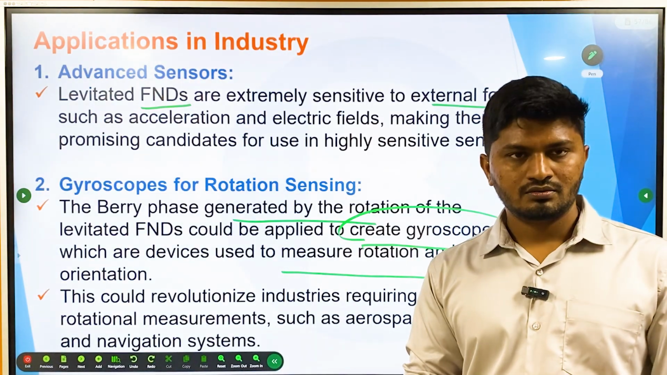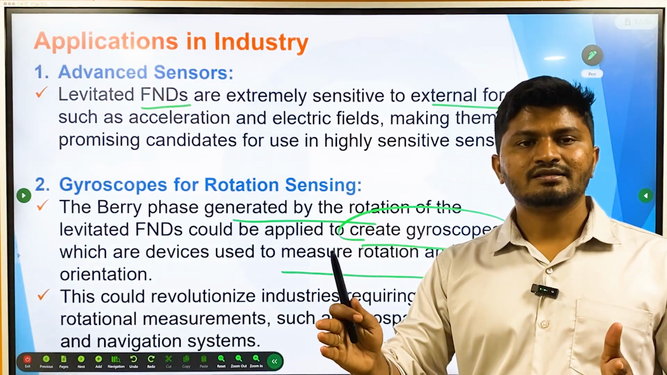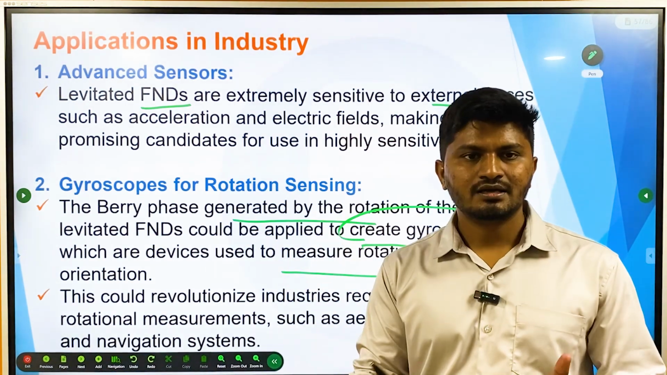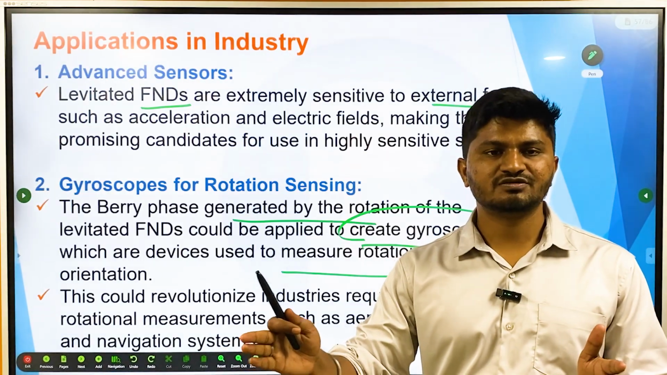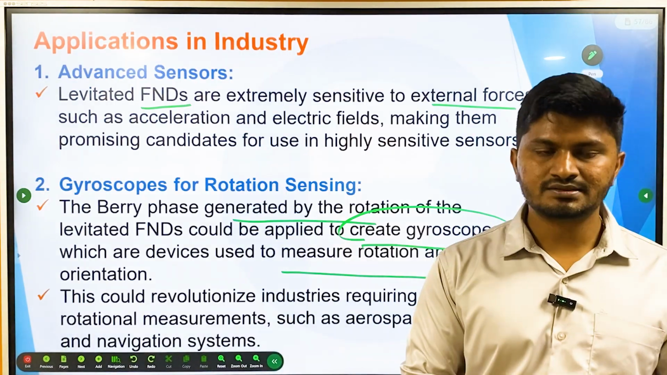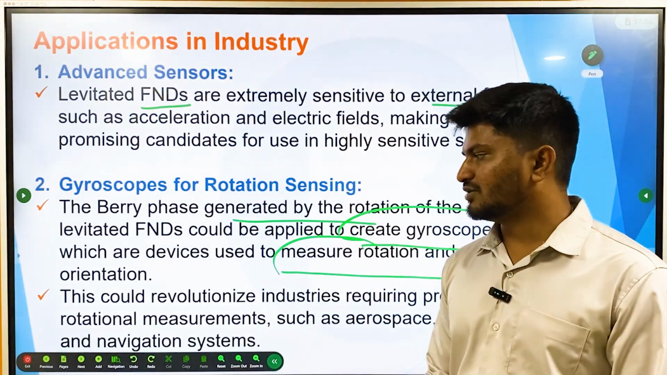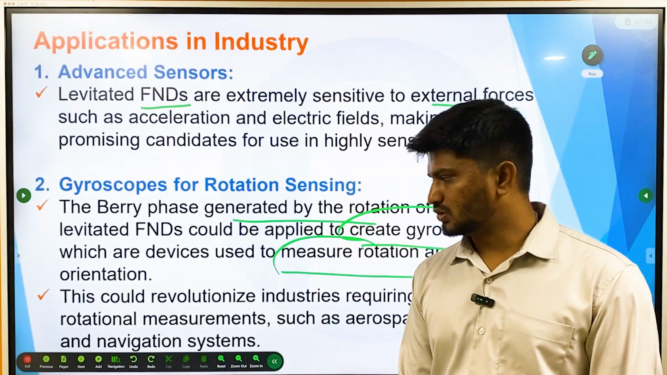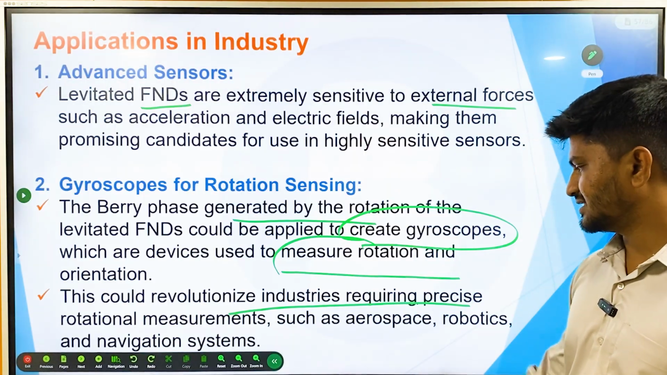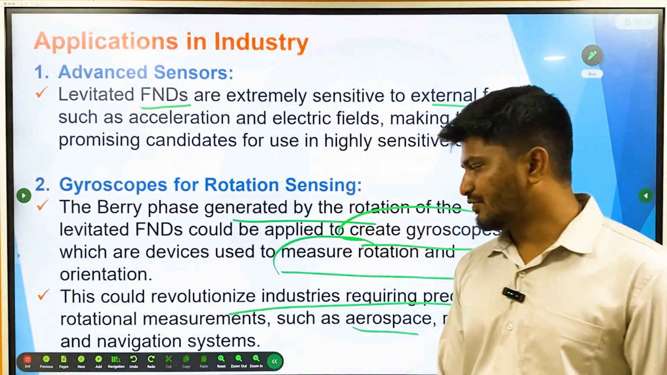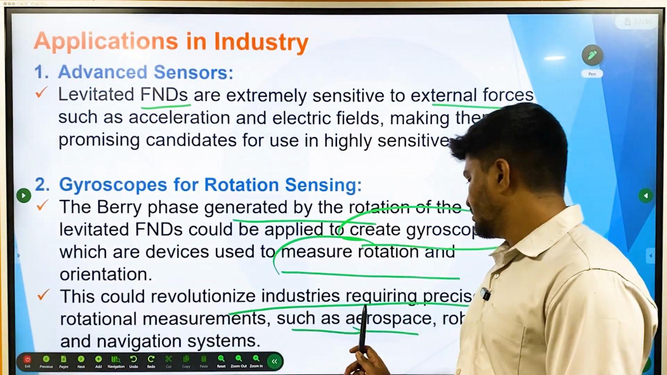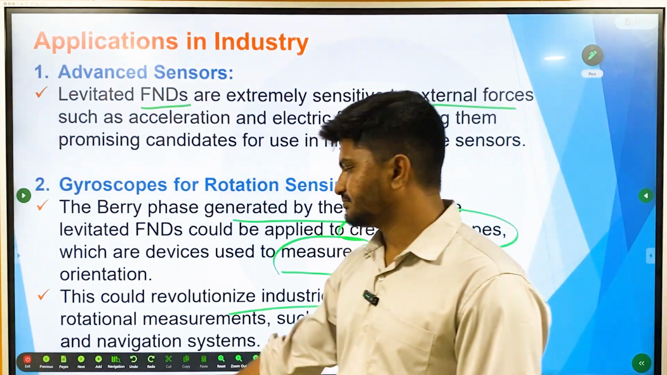Now you know that in the Berry phase, when the states change, the electron, etc., changes their characteristics. Similarly, if these FNDs are made to go through the Berry phase, they keep on changing with the states. That property can be used in gyroscopes, which is a device to measure rotation and orientation. This could revolutionize industries requiring precise rotational measurements such as aerospace, robotics, and navigational systems. Very important, FNDs and importance in aerospace, robotics, and navigation systems.